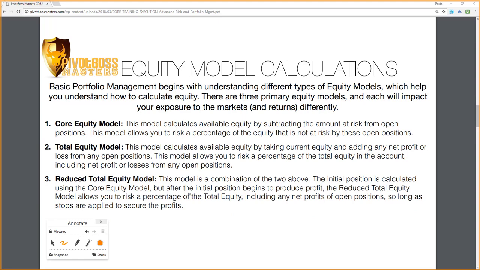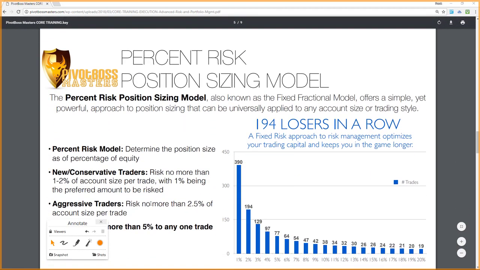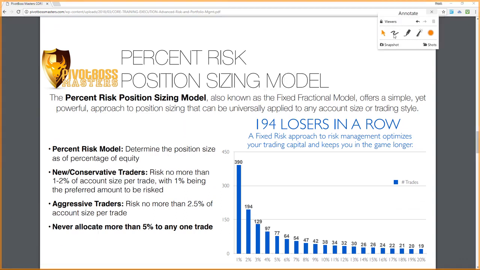And now that you understand the models, we can talk about risking a percentage of that. So now this is the percent risk position sizing model. The percent risk position sizing model is also known as the fixed fractional model, and this approach offers a simple yet powerful approach to position sizing that can be universally applied to any account size or trading style.